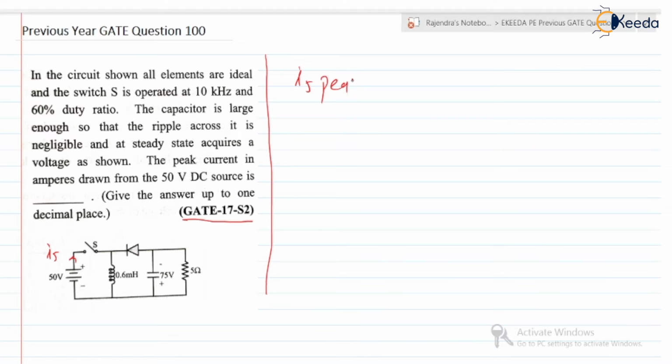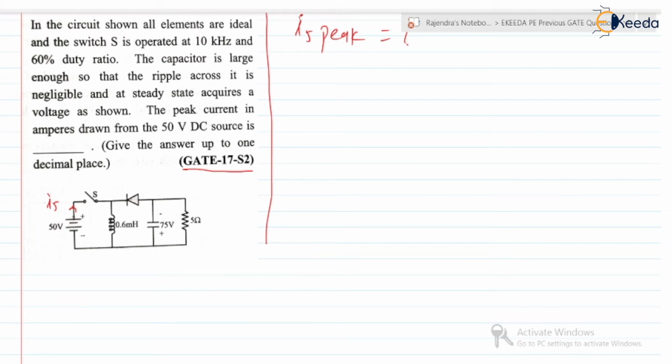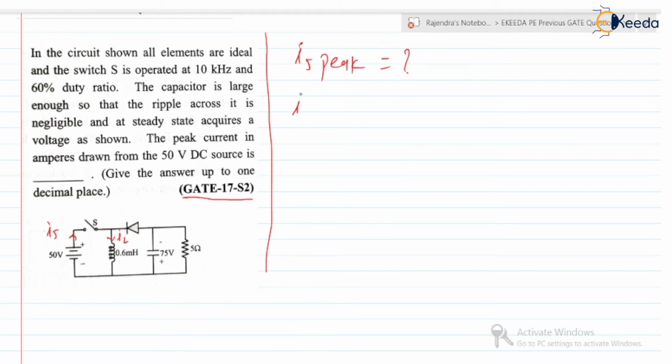Here, if you check, when the switch is in the on state, at that time the source current is equal to IL. So we can write IS peak is nothing but IL max. So IS peak is equal to IL max only, right? So we need to find the IL max. This is the buck boost converter.